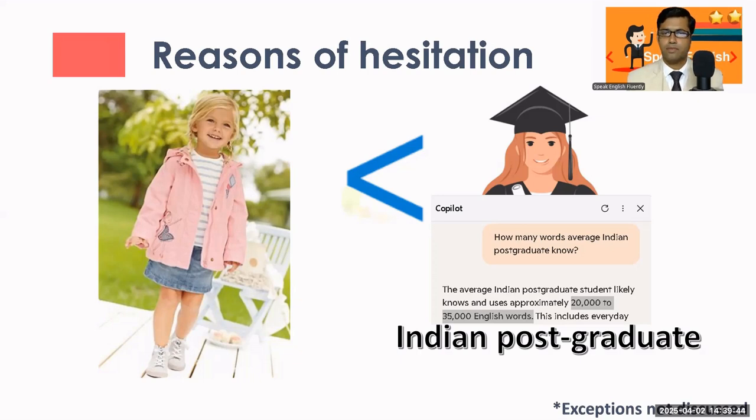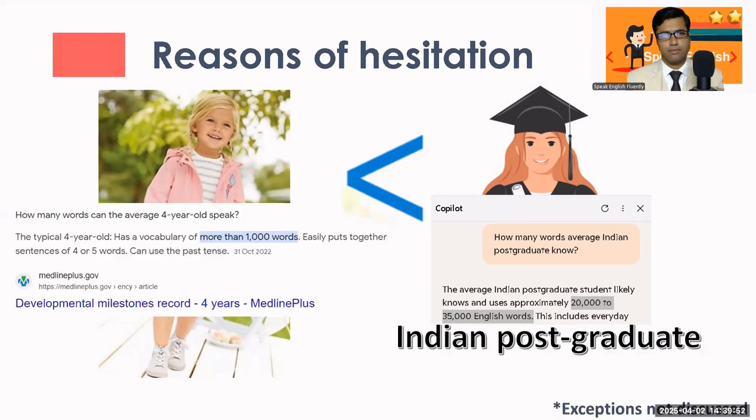And we asked Google how many words this 4-year-old UK kid understands. And we got this answer: 1000 to 1500 words. That's it. This means this UK kid knows fewer words than this Indian postgraduate. But between these two, who speaks fluent English? What do you think? Obviously, this small little girl, right? This implies vocabulary is not the main reason for not speaking fluent English.